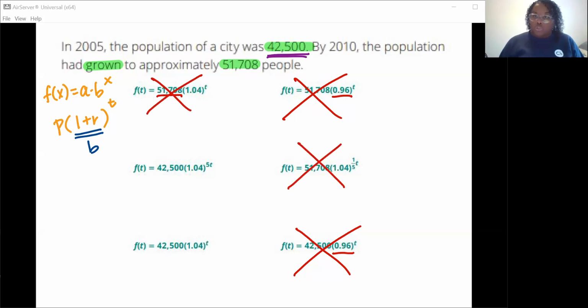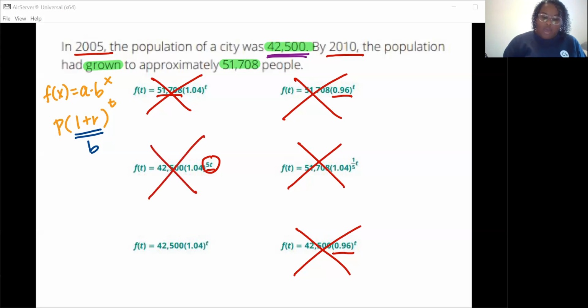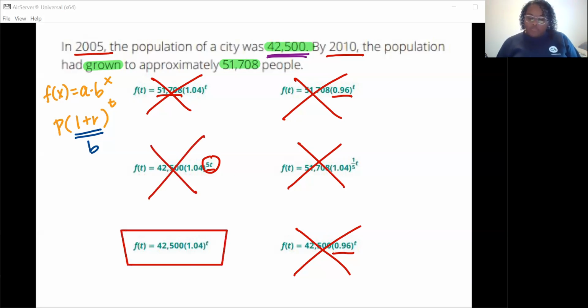Now with my final two choices, I'm noticing that the exponent on this option is 5 times t, which is not accurate. We would have to substitute a 5 in for t if we wanted to actually solve this equation, because from 2005 to 2010 is 5 years. Our beginning time is 2005, but it's not going to be 5 multiplied by t as is being shown in this option. So that is not it either. That means that f of t equals 42,500 times 1 400ths to the power of t would be our correct answer.